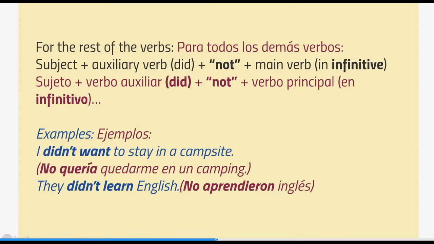For the rest of the verbs, we use the subject plus auxiliary verb did plus not plus the main verb in infinitive. Examples: I didn't want to stay in a campsite. They didn't learn English.